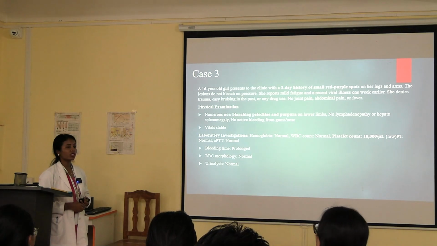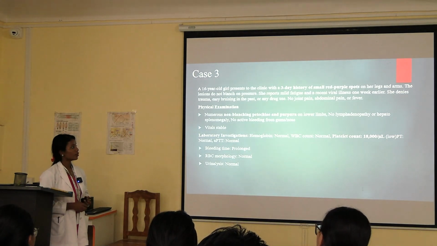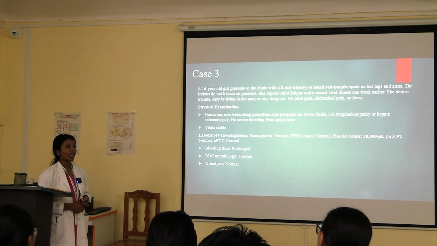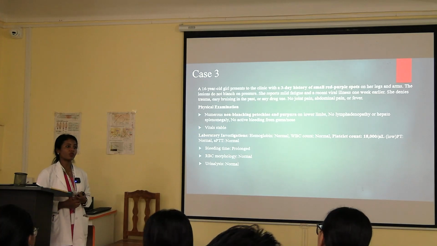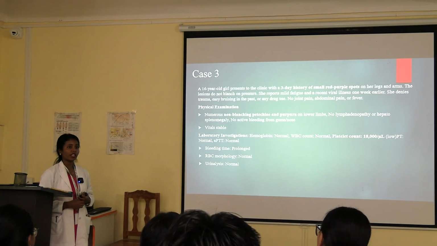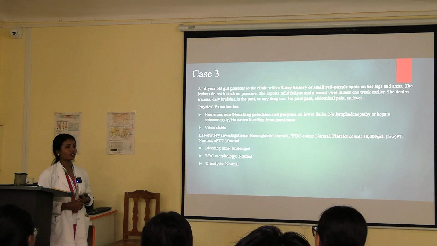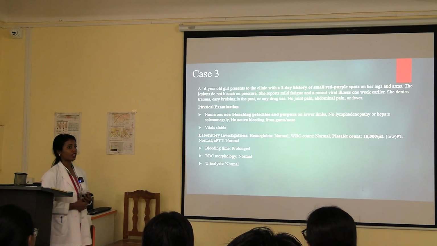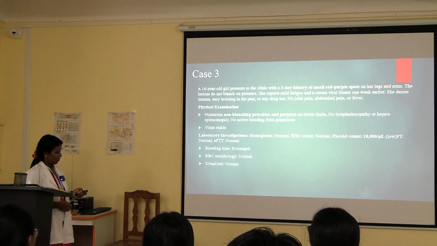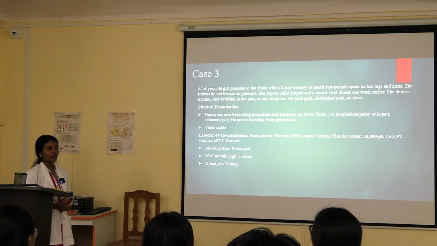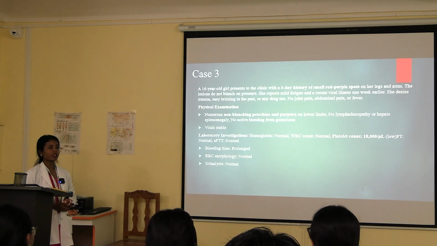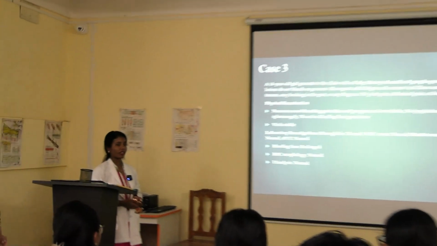So the pathology is in the platelets, right? So hepatosplenomegaly. What happens if RBCs are being destroyed? The spleen will enlarge, right? So there is no hepatosplenomegaly. That means there is no destruction of the RBCs. Okay. So this is also a case of what? This is purpura. Okay.